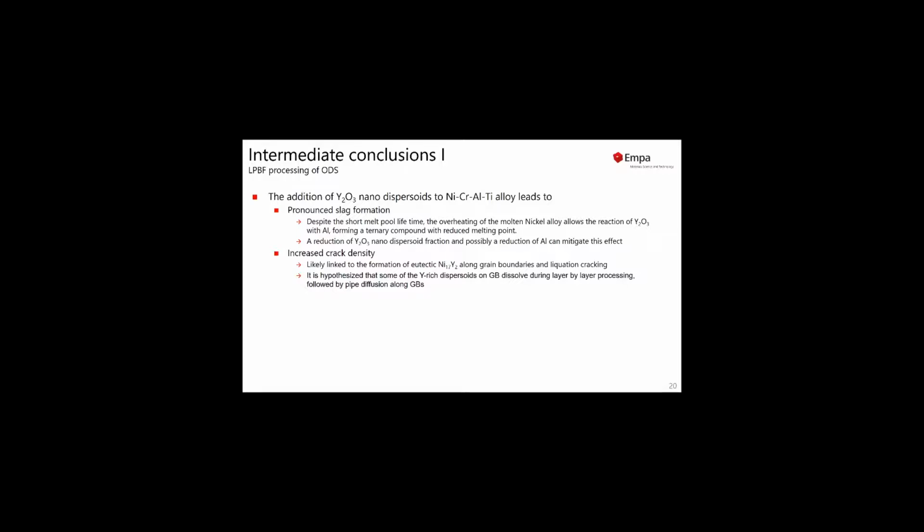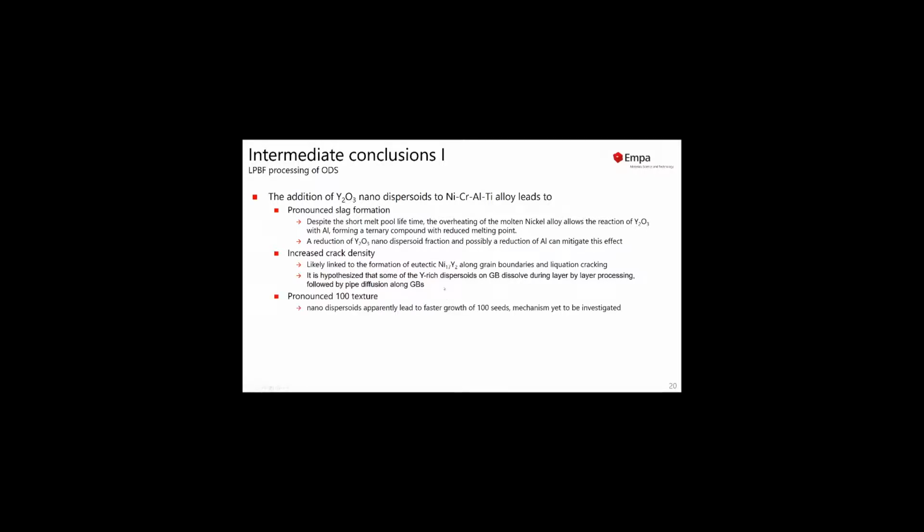And the formation of this nickel 17 yttrium 2 phase, well, it's hypothesized that some of the yttrium-rich dispersoids that we find on grain boundaries dissolve during the layer-by-layer processing, followed by pipe diffusion along grain boundaries. So we do not think that they segregate during the solidification, but it's rather an effect coming from the layer-by-layer processing and also the multiple time reheating of the material, because we did not find these phases along the solidification cells, but only along the grain boundaries.